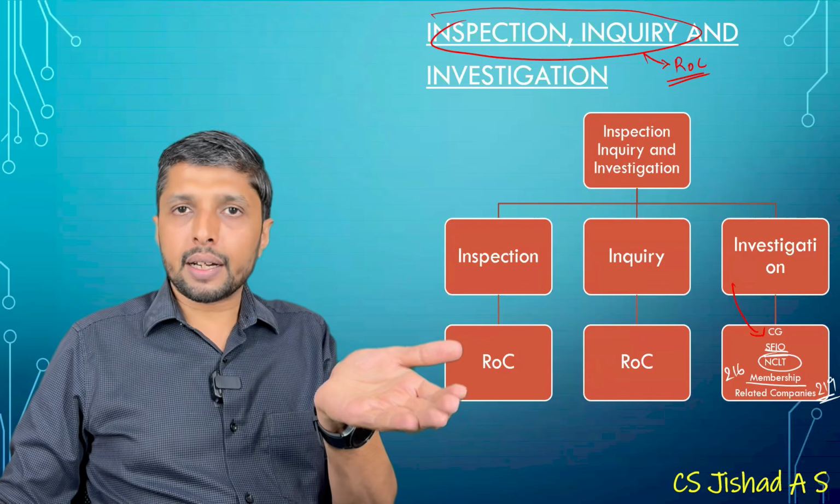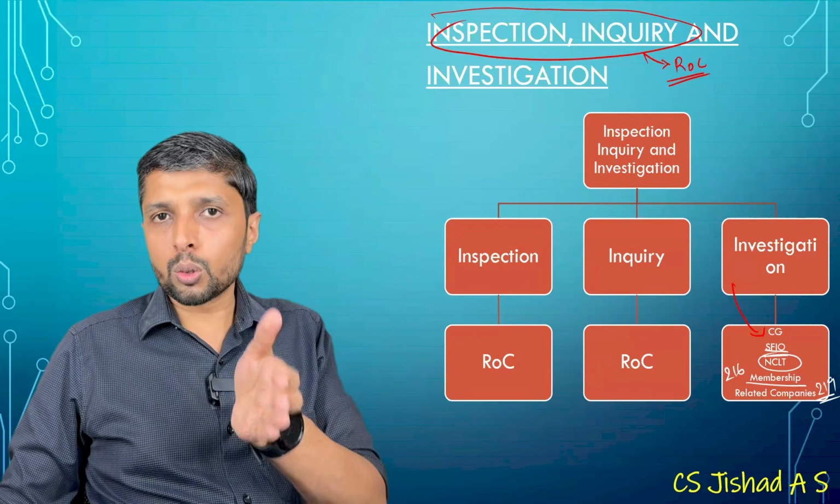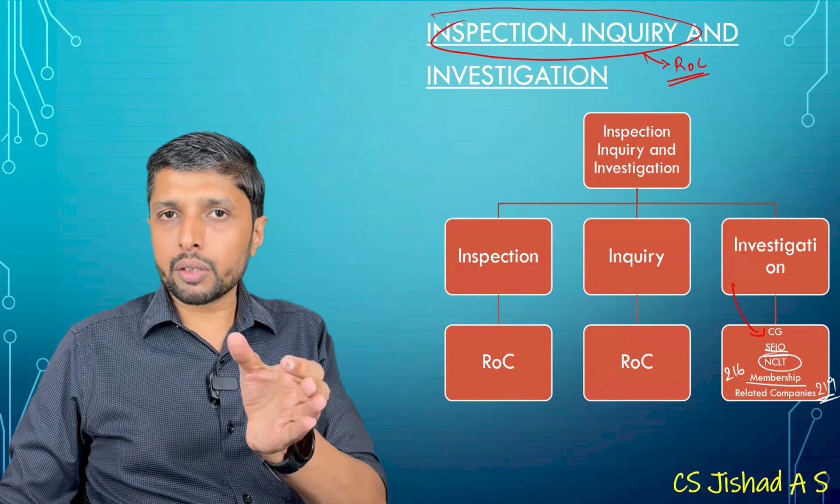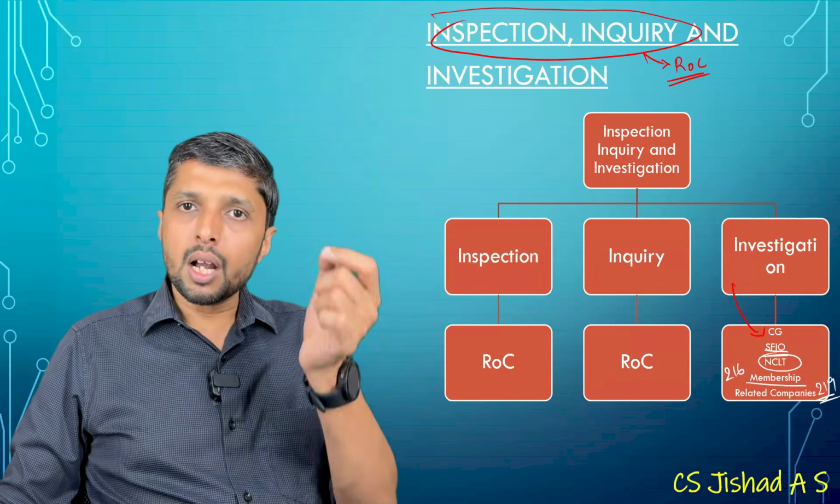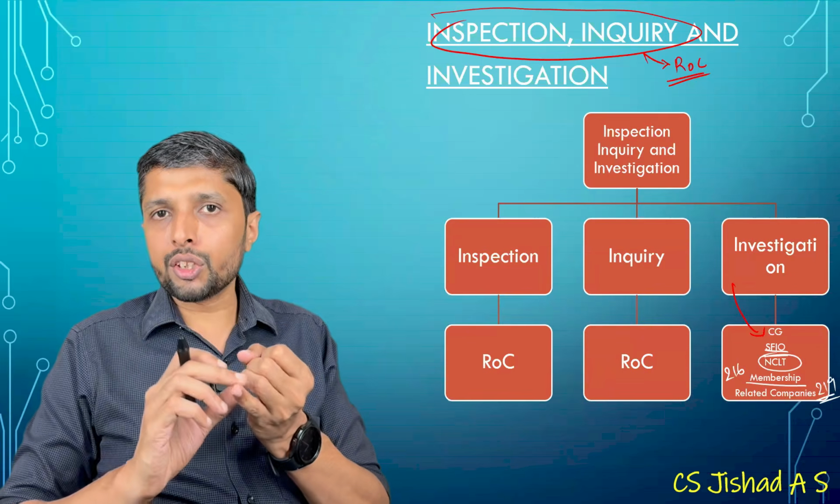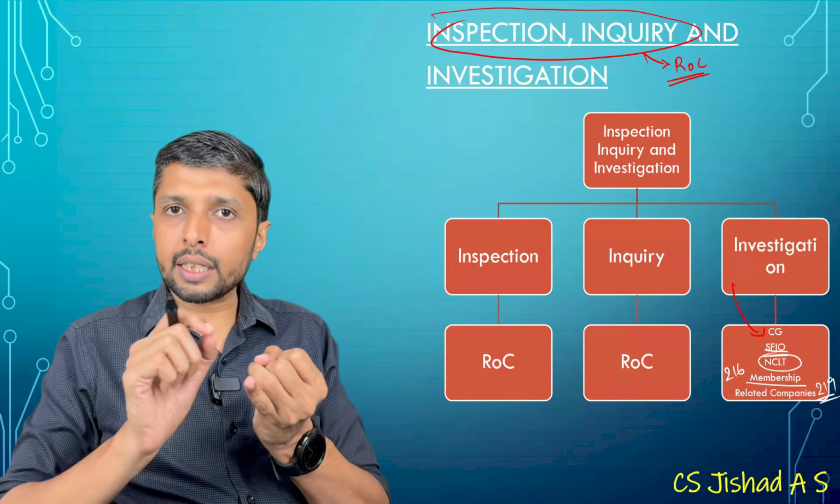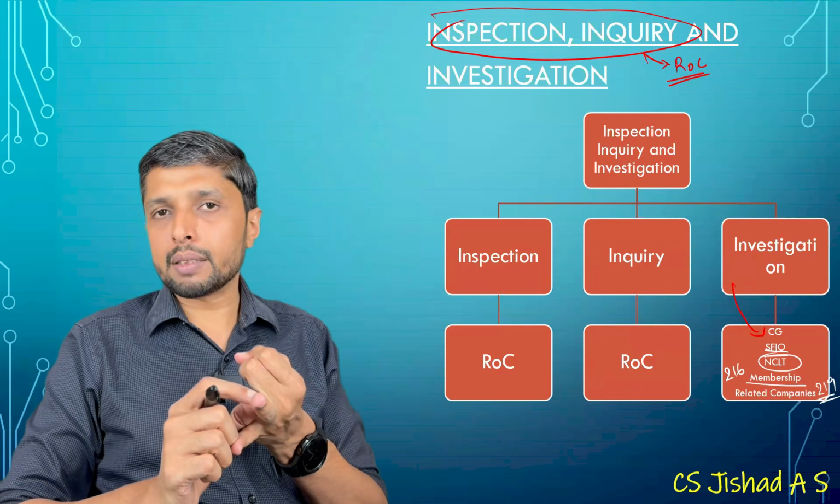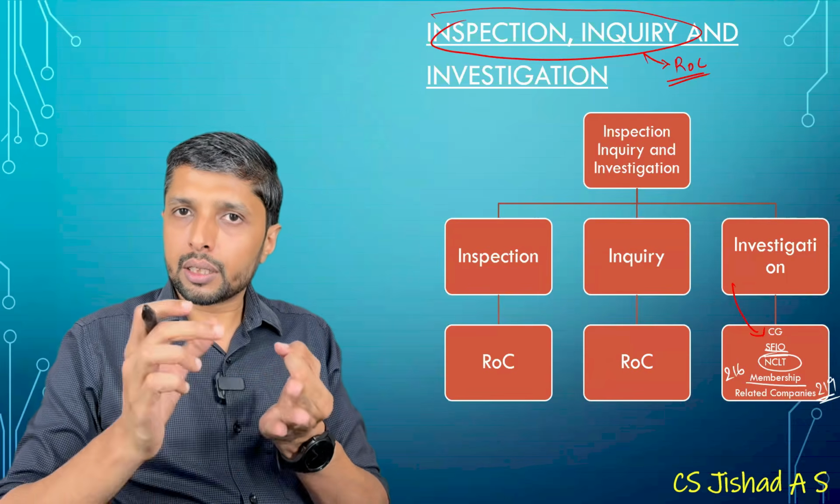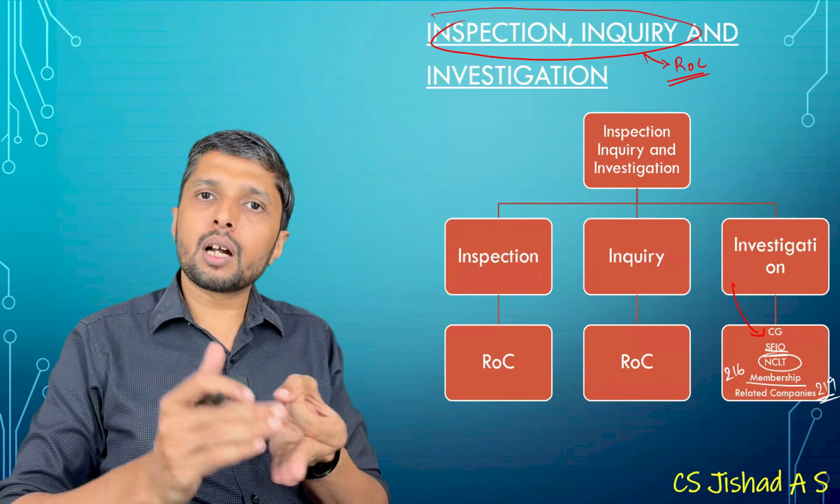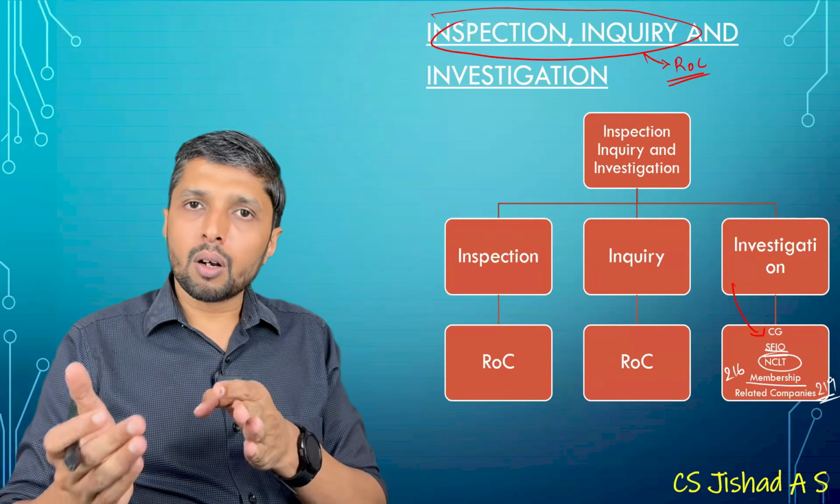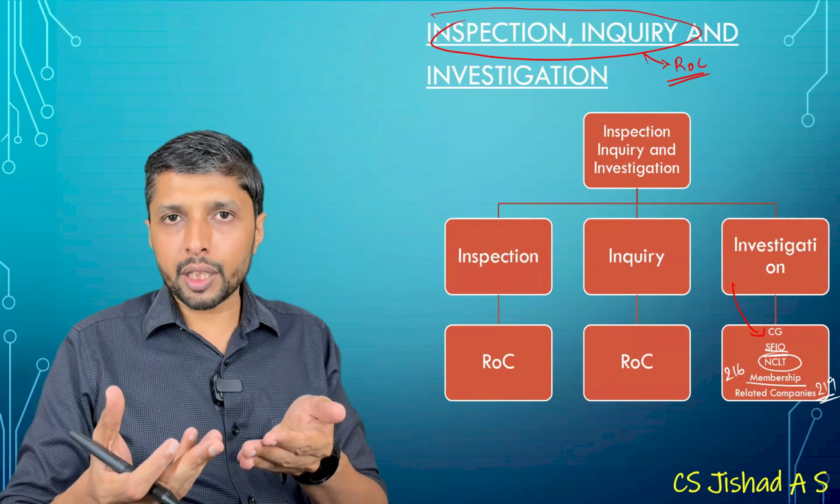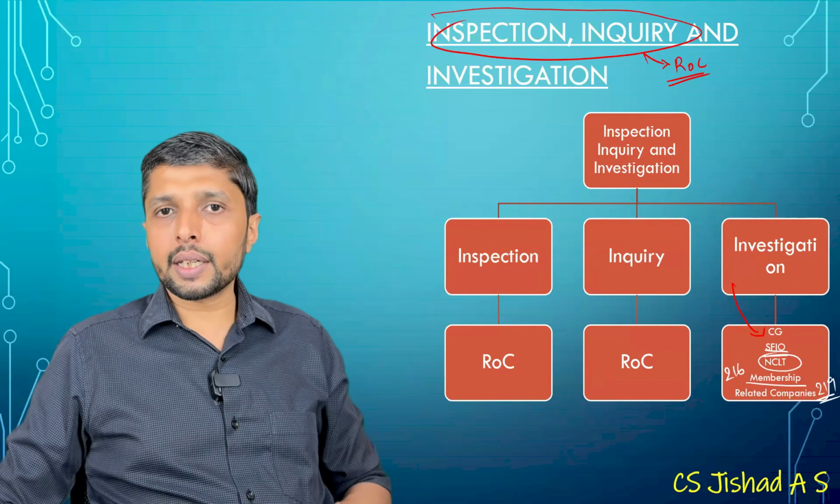Then after they submit the report under 208, the inspector or ROC will submit the report to the central government. After that, the central government will initiate investigation either under section 210 by the central government, or 212 by SFIO or NCLT. The Tribunal will order the central government to conduct certain investigation, or it may be an investigation into membership under 216 or into related companies.